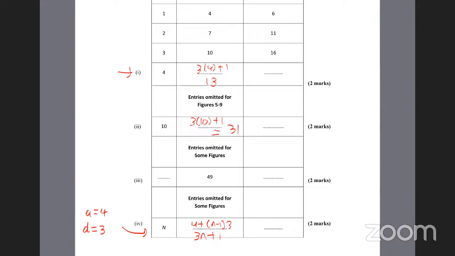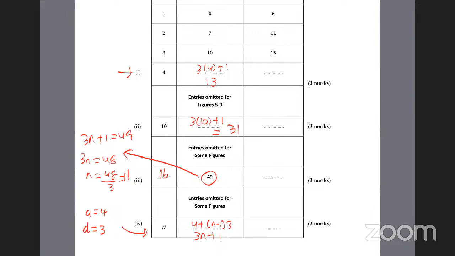Correct? And this one here, we have a slight problem. We don't know what n is. So we have to work backwards and figure out n. So that's 3n plus 1 is 49. 3n is 48. n is equal to 48 divided by 3. How much we got? 16. Right? So that's 16. Everybody okay with that? Anybody confused with this?